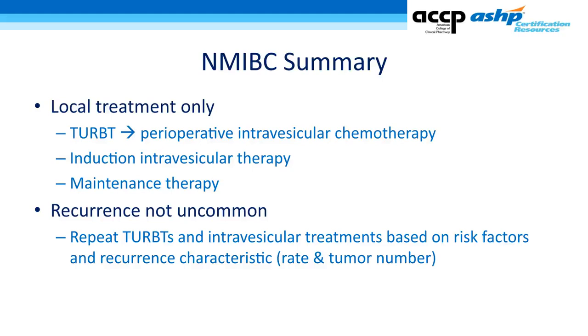Recurrence is not uncommon, and these patients often will go for fairly frequent cystoscopy, where a scope goes into the bladder to look for recurrence, potentially with repeated TURBT for recurrent disease, followed by intravesicular treatments based on the risk factors, based on how many tumors, how fast they come back, if they do come back, what's the time frame. All that dictates that treatment going forward. And this is how non-muscle invasive bladder cancer is treated. It's a lot of local treatment, looking into the bladder and then giving treatments directly to the bladder.